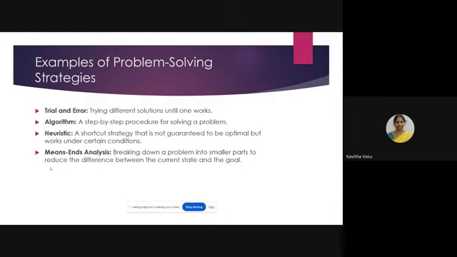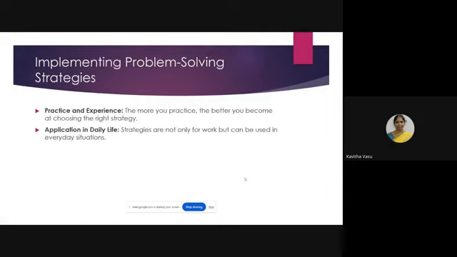It breaks down a problem into smaller and more manageable steps to reduce the difference between the current situation and the goal. For means-end analysis, we will briefly elaborate. We will see the example for the Tower of Hanoi problem later.